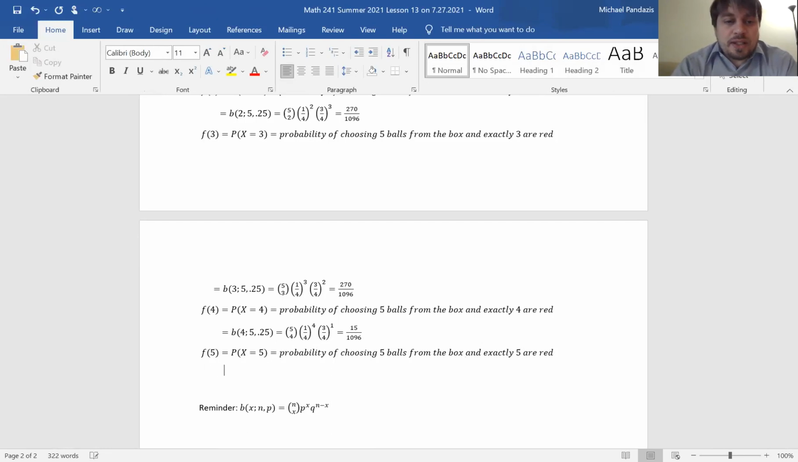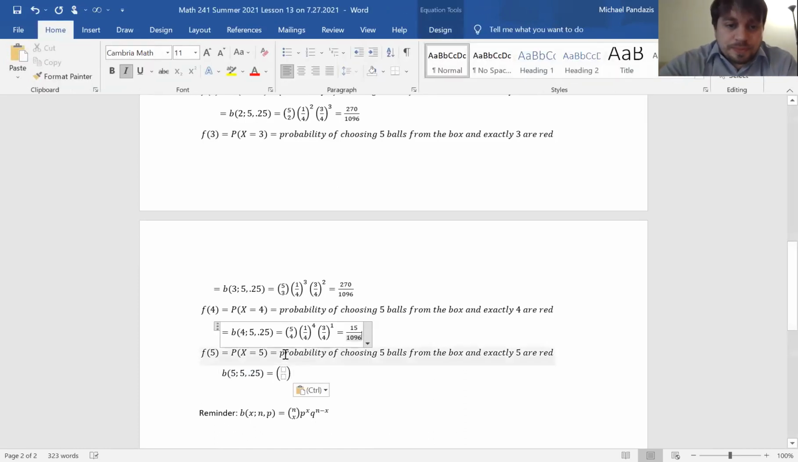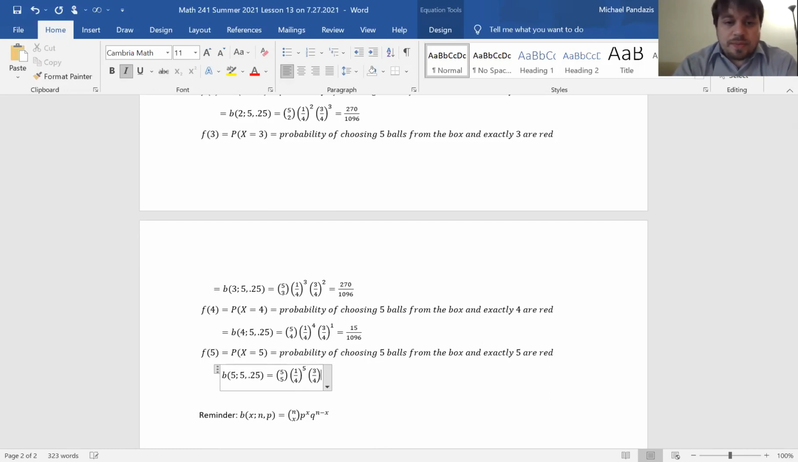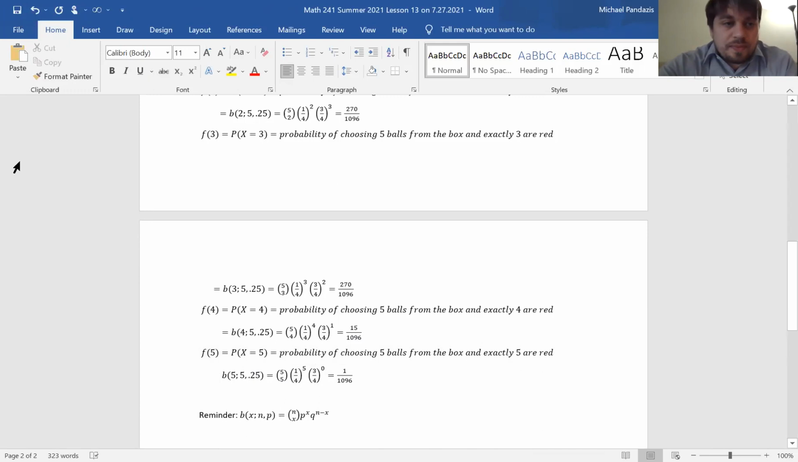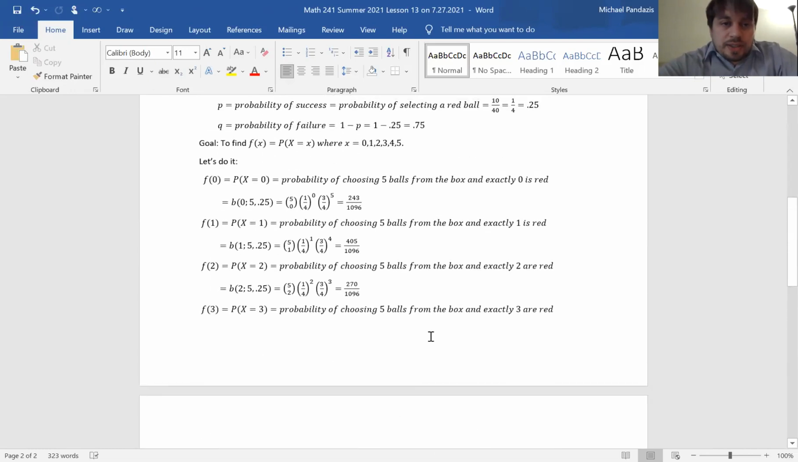And so that's equal to B of 5 successes in 5 Bernoulli trials where the probability of success is 0.25. And so that's equal to 5C5 times 1/4, the probability of success, raised to the 5th power, times 3/4 raised to the 0th power. And then that's equal to 1 over 1096. So those are the probabilities of each thing.